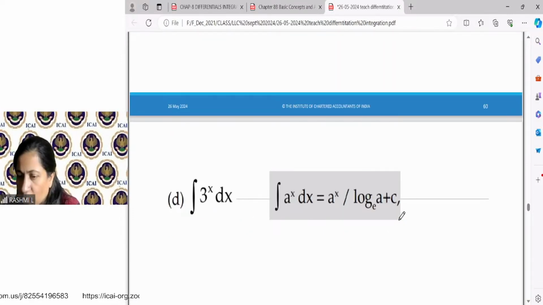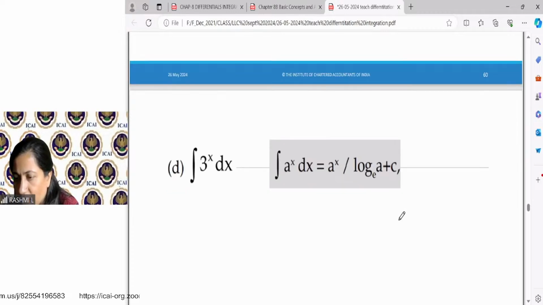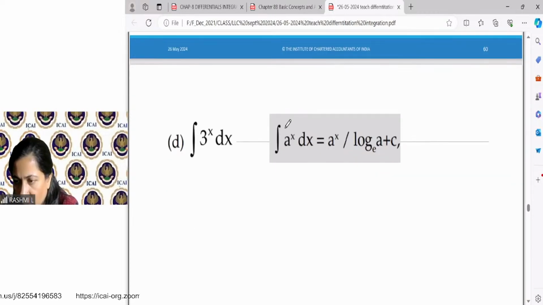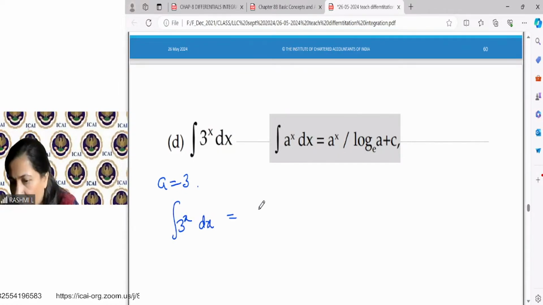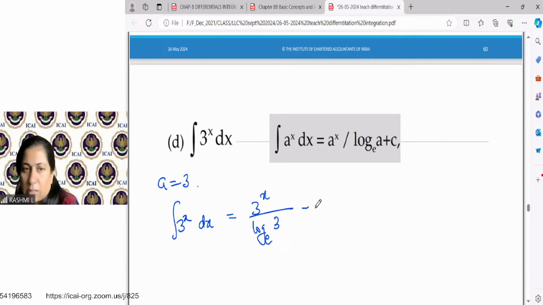The integral of 3 raised to x dx. The integral of a raised to x dx is a raised to x upon log a plus c. So how much is a? A is equal to 3. So here the integral of 3 raised to x dx will be equal to 3 raised to x upon log of 3 to the base e plus c.